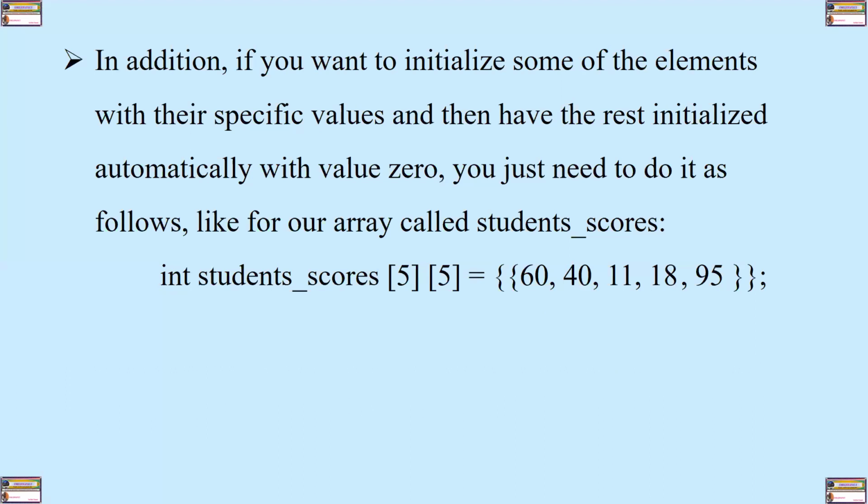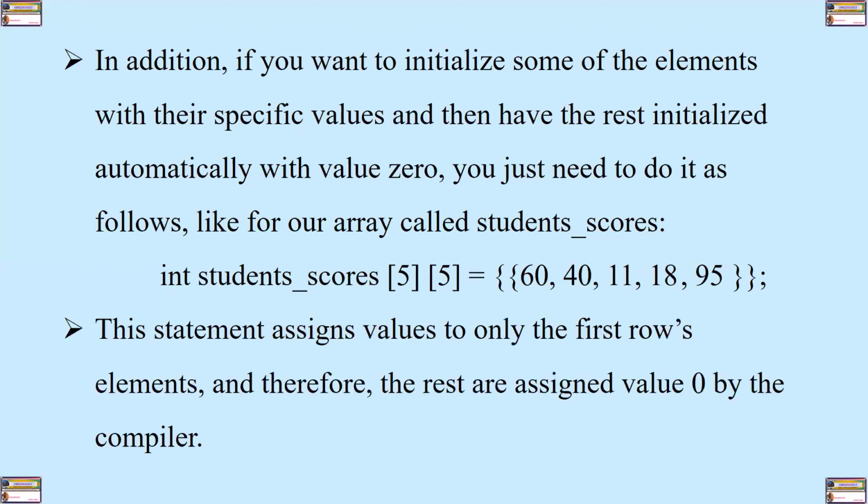So you can see in this case, if you want to initialize some of the elements with specific values, then you can initialize it like this. What does this mean? This simply means that these values are only for a single row. So this statement assigns values to only the first row's elements, and the remainder of the other elements are assigned the value 0 by the compiler.